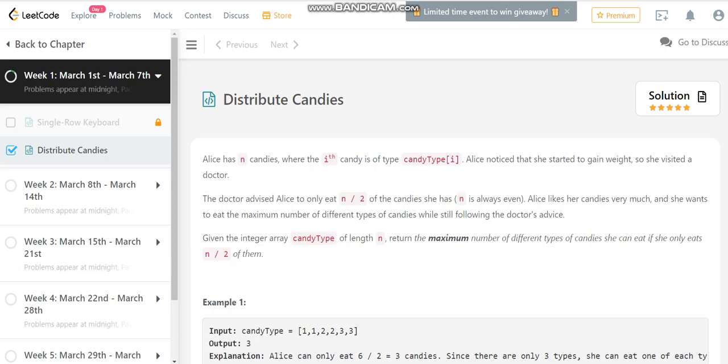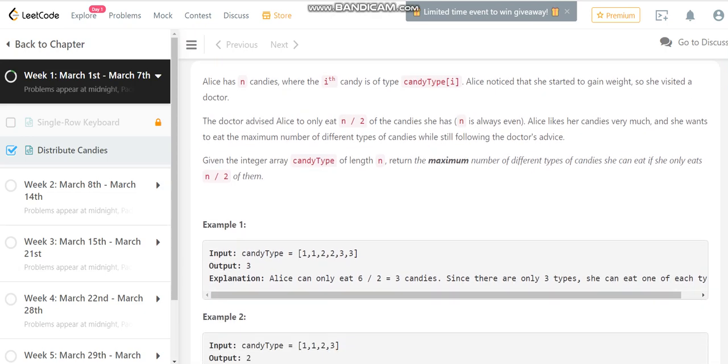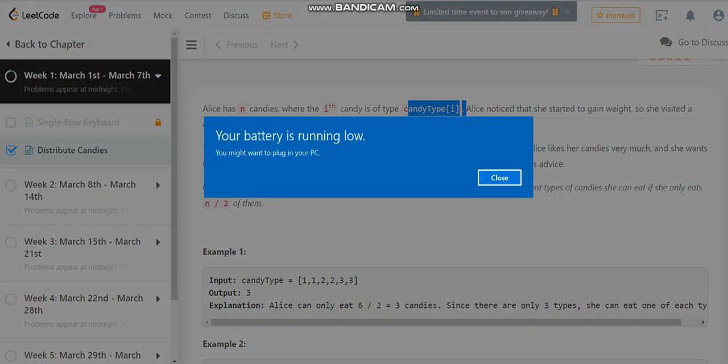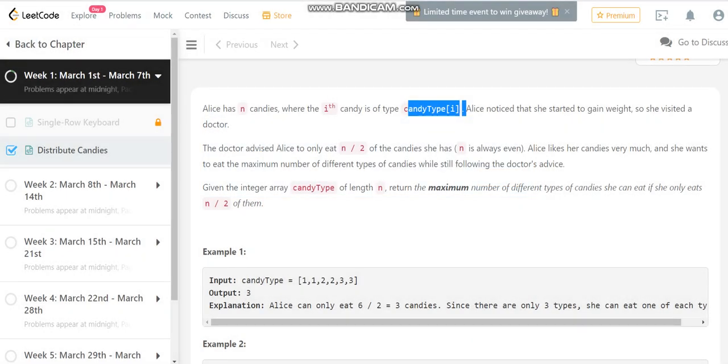Everyone. So today we will be solving day one of the March LeetCode challenge, which is to distribute candies. So let's go to the question first. It says that Alice has n candies and the ith candy is of type candyType. Here there is an array, candyType, which basically tells the type of the ith candy.